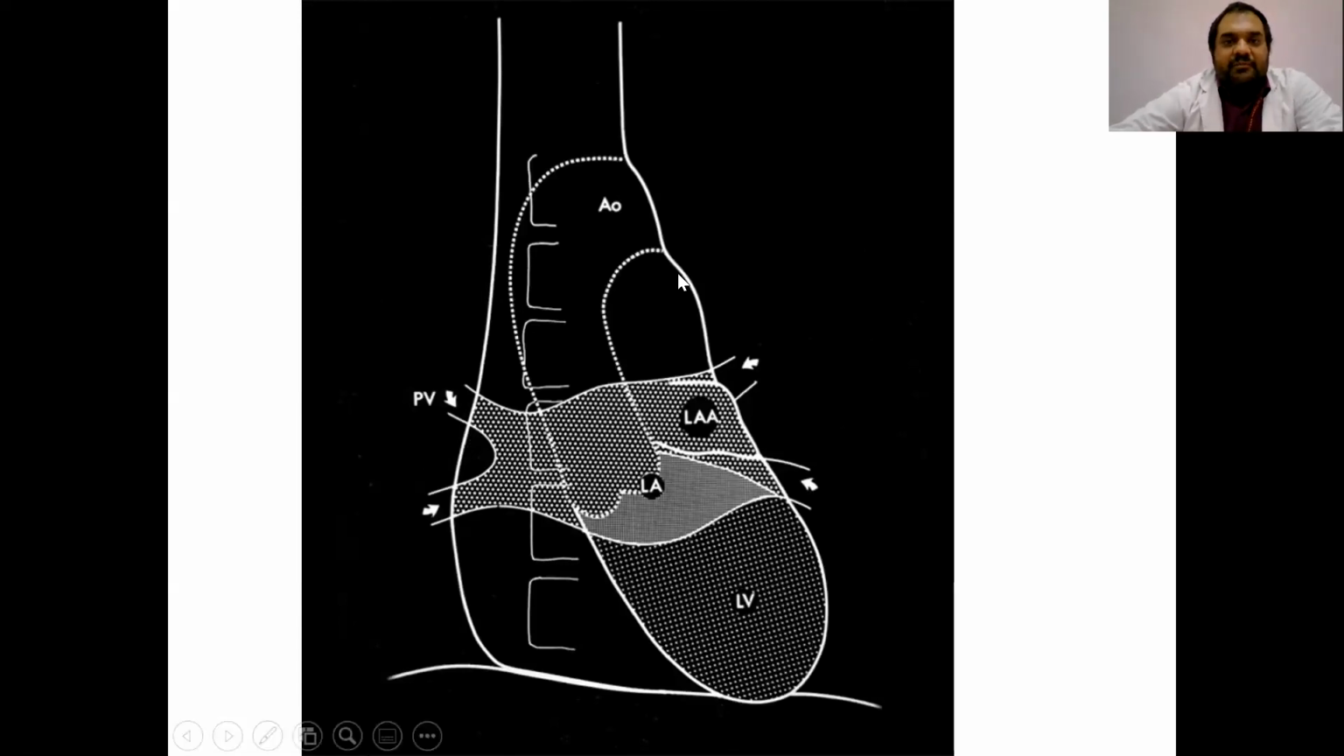This line diagram is showing the spine and orientation of the left ventricle. Here we can see the two pulmonary veins on either side draining into the left atrium. And we can see the left ventricle here. And you can see here the left atrial appendage.